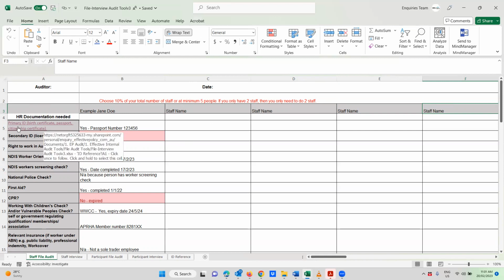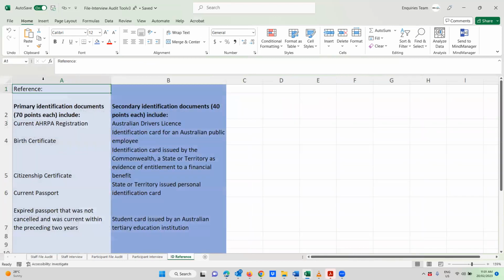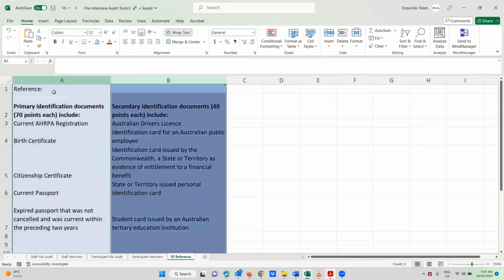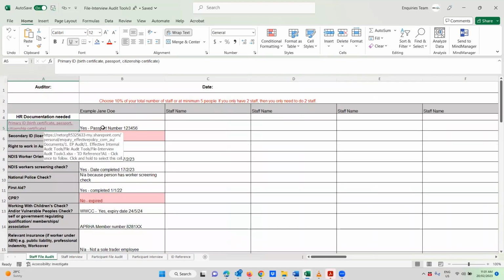We start with documentation. It says in the practice standards that we need to see 100 points of ID for every staff member. There is a breakdown of what the primary and secondary IDs are for collecting ID. So we're giving you examples here of what it would look like when we say yes and what it would look like when we say no. So what did we find in the primary ID for Jane Doe? Yes, they had a passport, and there's the passport number. It's not yes and then nothing. It's yes, there's the passport number.